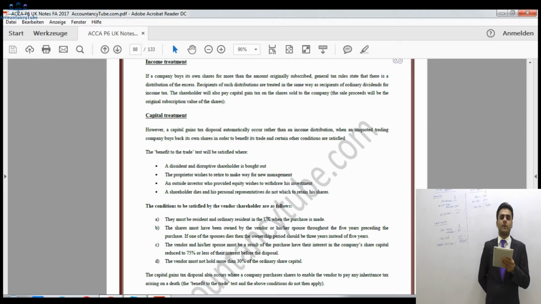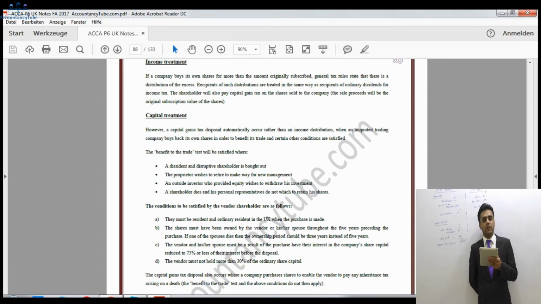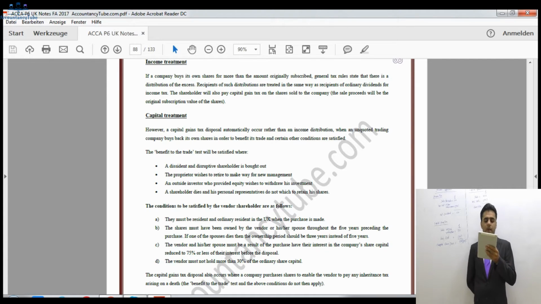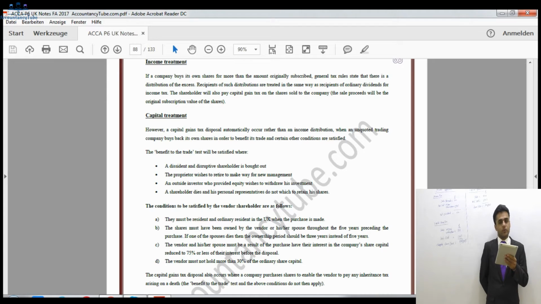Alright, say for example, if a husband had purchased the shares 3 years ago and the wife died now, then the ownership period is 3 years. In this case, it's not the normal 5 years. Then it says the vendor and his spouse must, as a result of the purchase, have their interest in the company share capital reduced to 75% or less of their interest before the disposal.